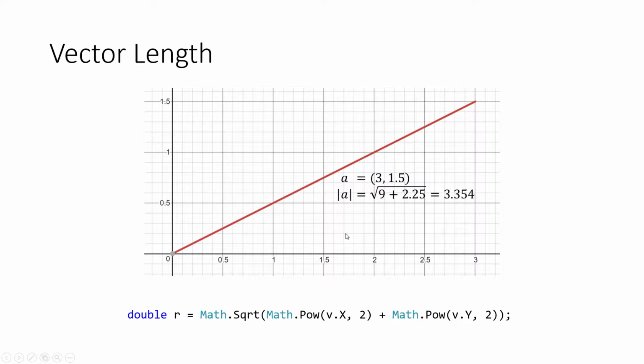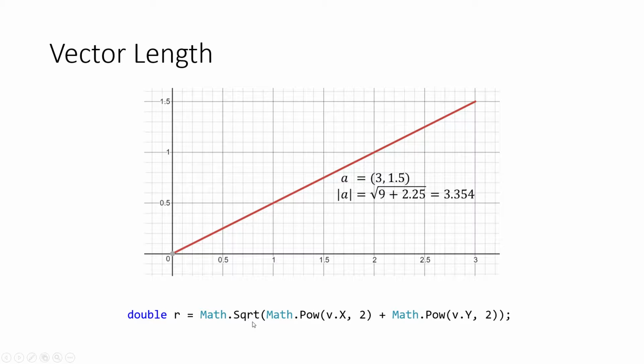Here's an example. So if the x is 3 and the y is 1.5, so there's a point, the vector, beg your pardon, 3, 1.5. The magnitude of vector A is the square root of 3 squared, which is 9, plus 1.5 squared, which is 2.25, and that gives us roughly 3.354. So the length of that line is 3.354.